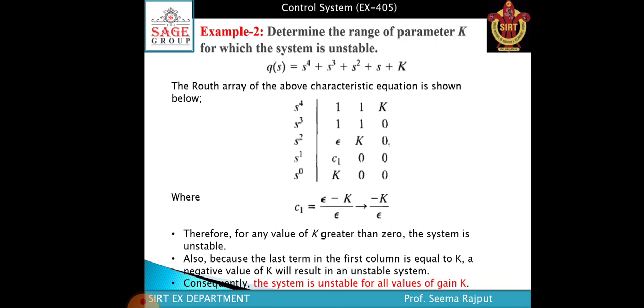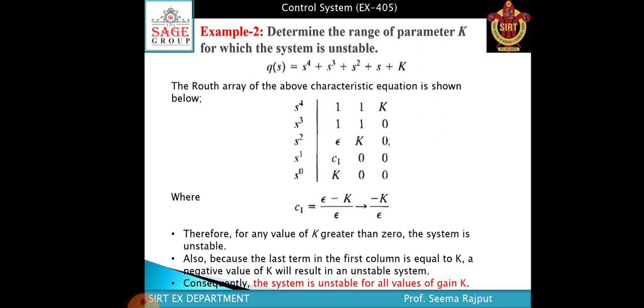And example 2 is: determine the range of parameter k for which the system is unstable. Our characteristic equation is s to the power 4 plus s cube plus s square plus s plus k. The Routh array of the above characteristic equation is shown below.